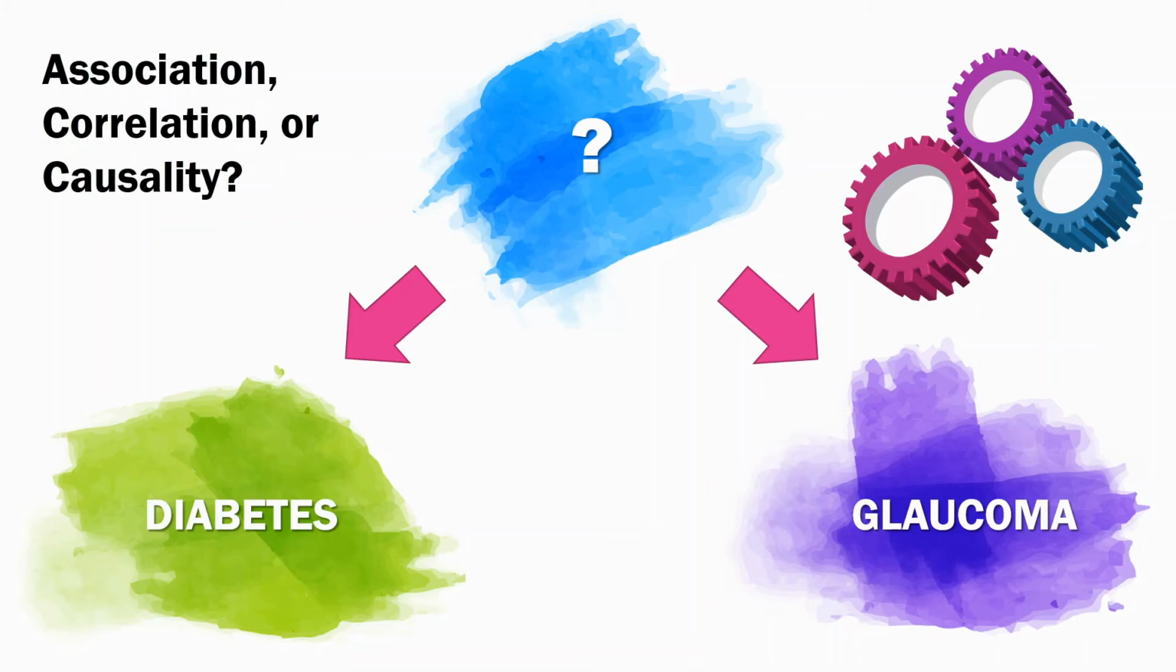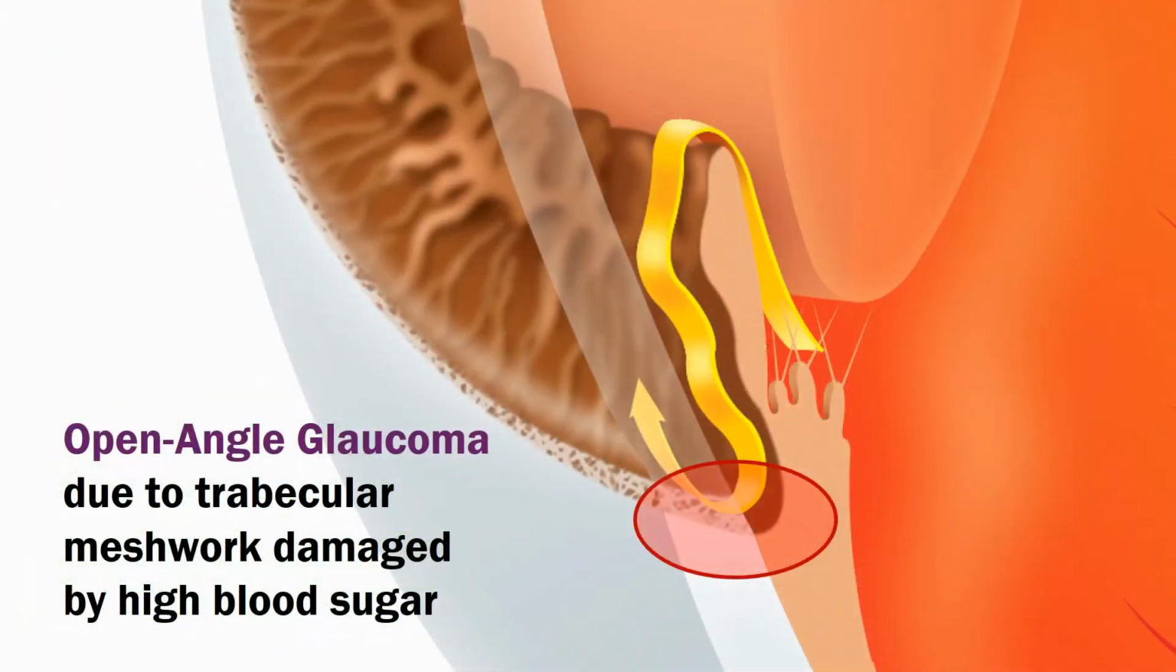There are 3 possible mechanisms that may cause glaucoma in diabetes. 1. Diabetes may damage the delicate trabecular meshwork. This may clog the drain, building intraocular pressure and causing an open-angle glaucoma.